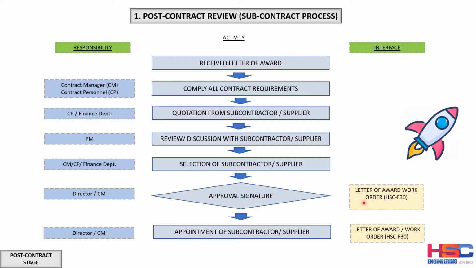Then the output will be the letter of award for the subcontract work, which will be drafted for signature. And finally, once it is approved, the director will sign the letter of appointment of the subcontractor, and the output will be the letter of award or the work order issued to the subcontractor. This is just a brief review of the first slide, which shows most of the activities that will happen during the post-contract.